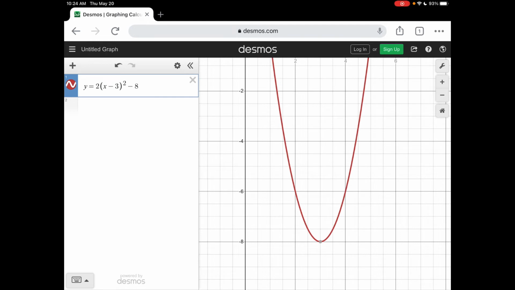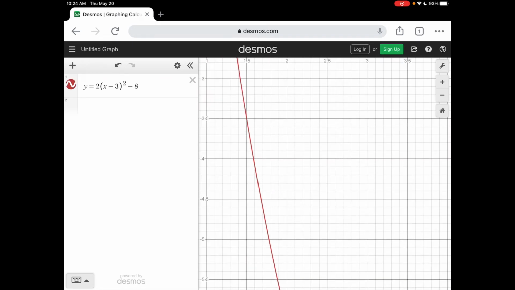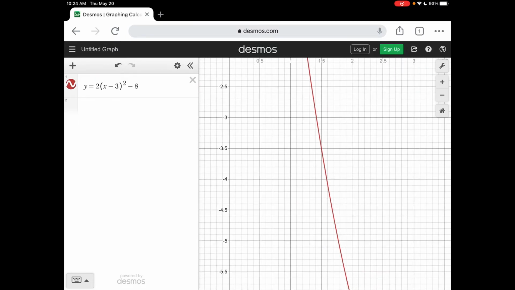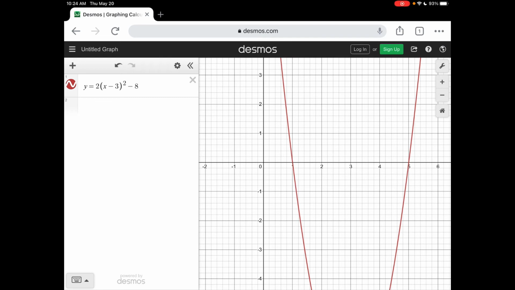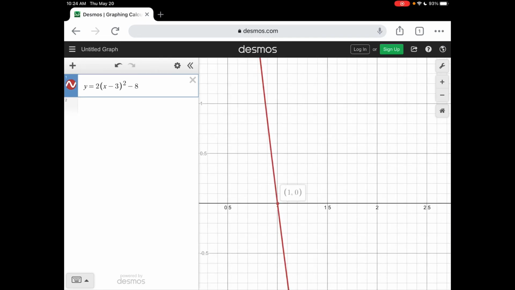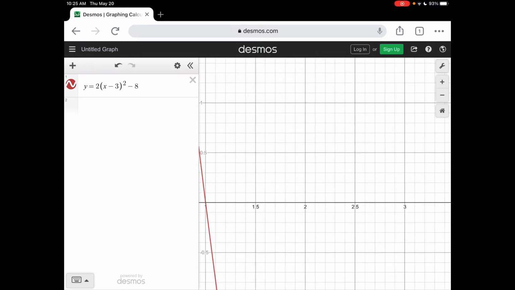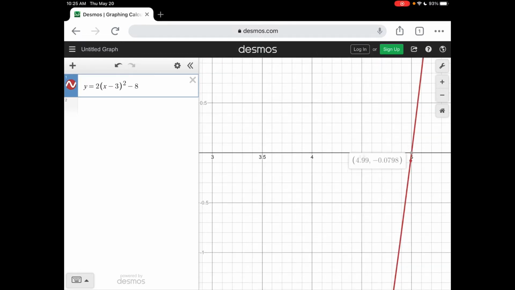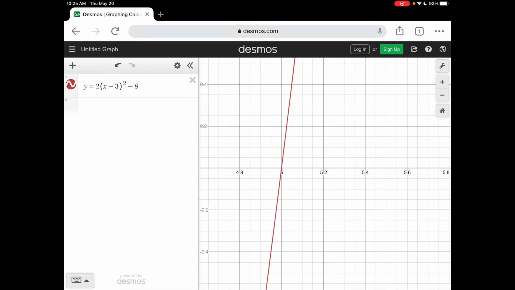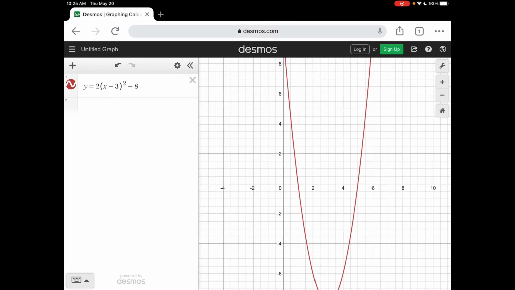This is where our 0 was. I'm just going to zoom in. Sorry, I just need to go find my 0. There it is. This is where my 0 was, which is 1 and 0, which is one of our x-intercepts. And then my second 0 was 5 and 0. Which makes sense. That's where my two zeros were. So that's exactly what I found. Okay?